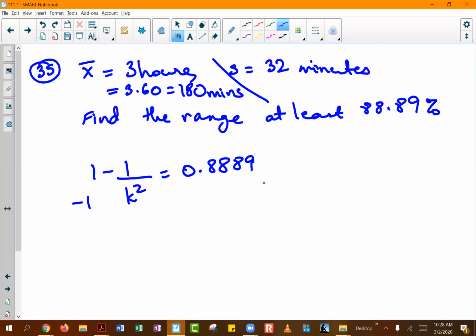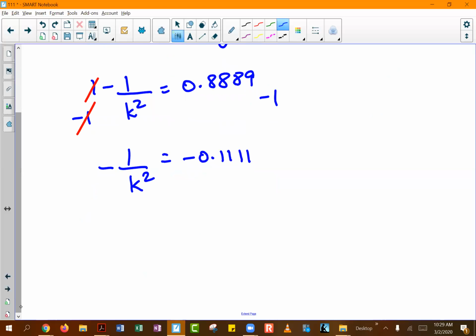Subtract 1. We're going to be left with negative 1 over K squared equals, what do we get here? Very good. So since you have negative on both sides, you can think about it as multiplying by negative 1 so that you can get rid of your negative signs.